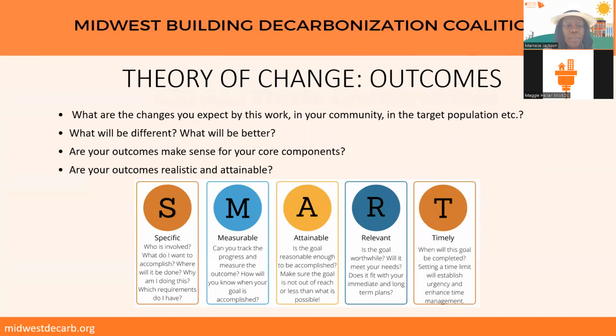And so some of these outcomes, as I said before, use those SMART goals, make sure it's specific, measurable, attainable, relevant, and timely. What are the changes you expect by this work in your community and the target population? What will be different? What will be better? Do your outcomes make sense for your core components, and are your outcomes realistic and attainable?